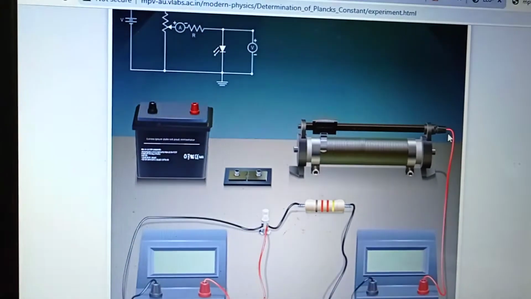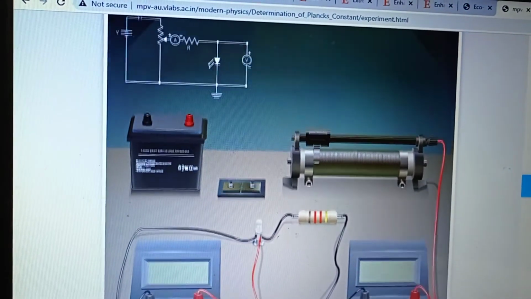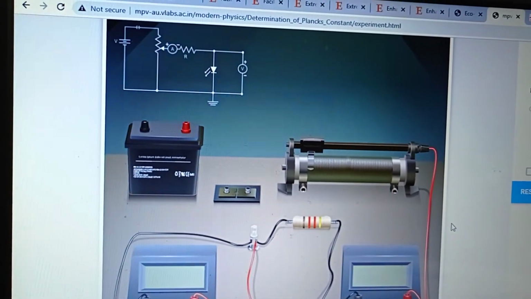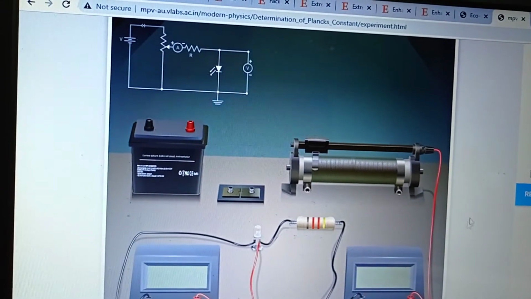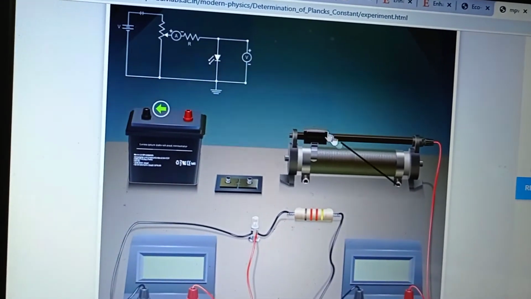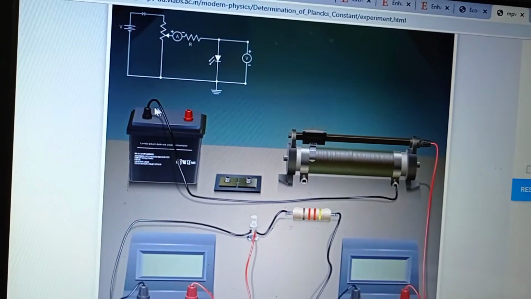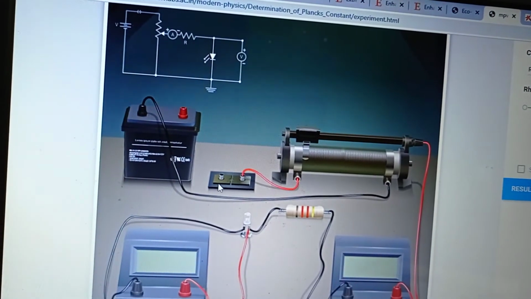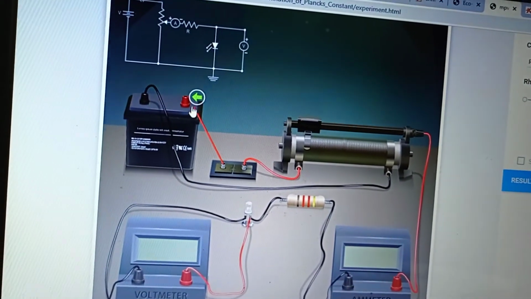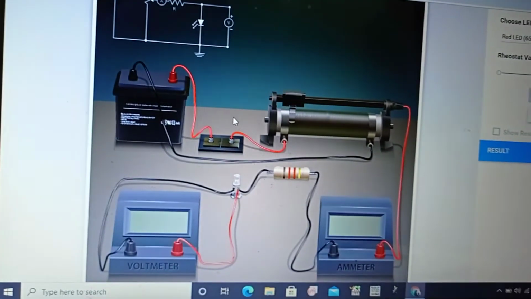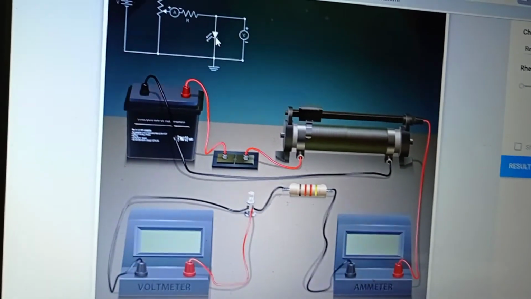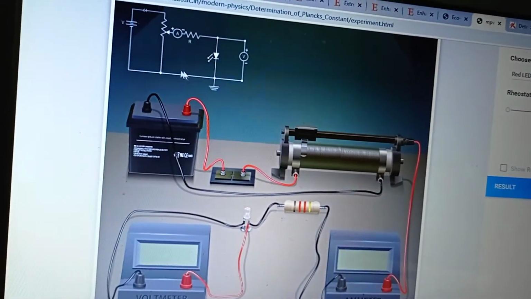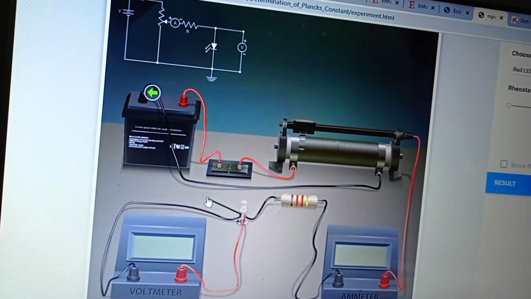Now the rheostat is connected to the positive of the power supply, and the other is connected to the key, and this key will go into this. Now the circuit is completed, but there is one thing: we have connected the LED and the voltmeter, but we have not connected the LED with the battery. So we will do the connection like this.